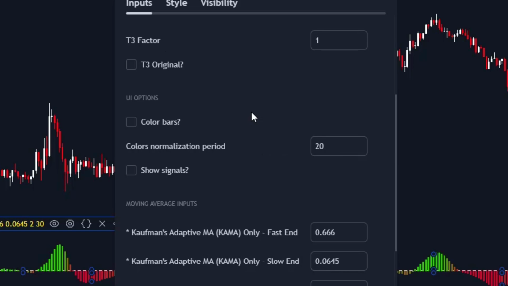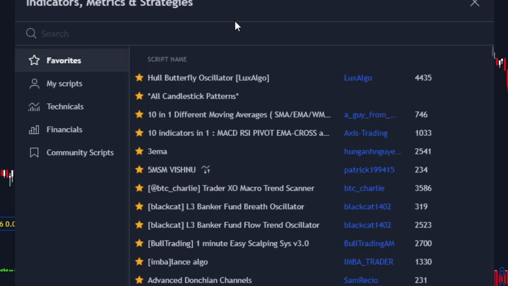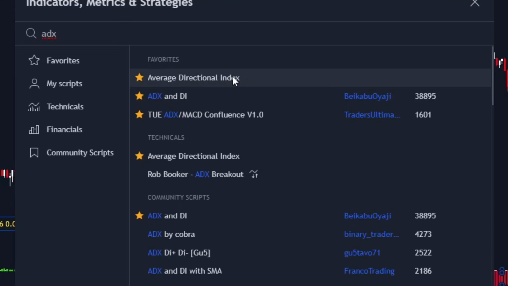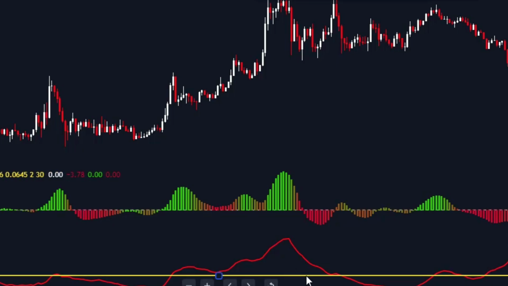There's an option to show buy and sell signals, but I'd advise against relying solely on those. They can be a bit finicky sometimes, so it's good to have other indicators backing you up. Speaking of which, let's add another tool to our arsenal. The ADX, or average directional index, we will keep the default settings for this one and just add a horizontal line at the 20 level to make things easier to read.